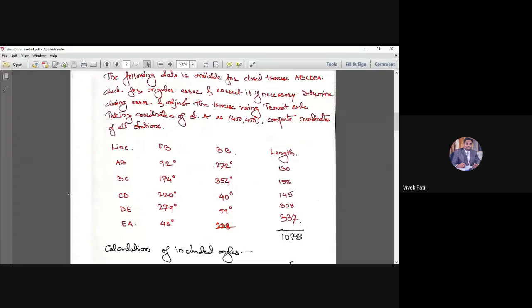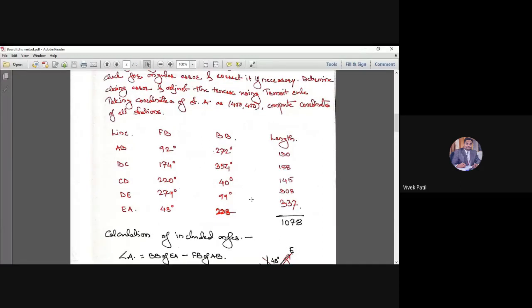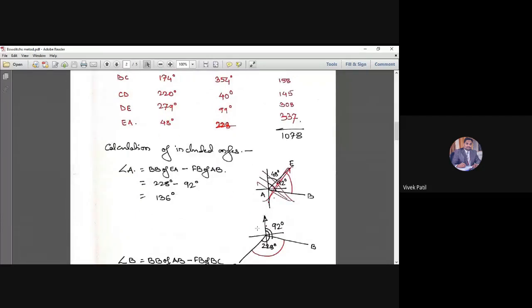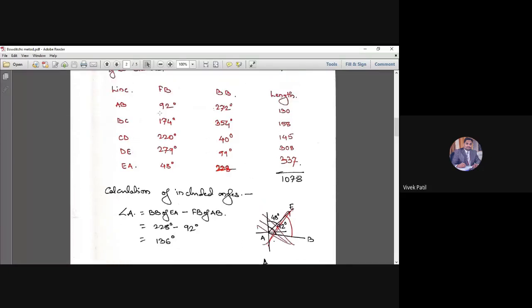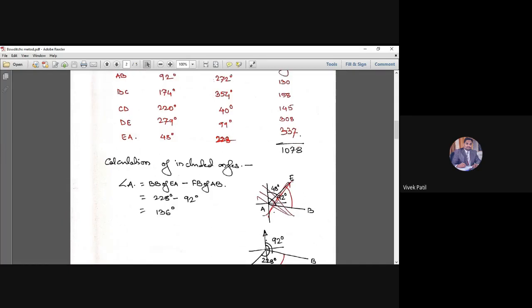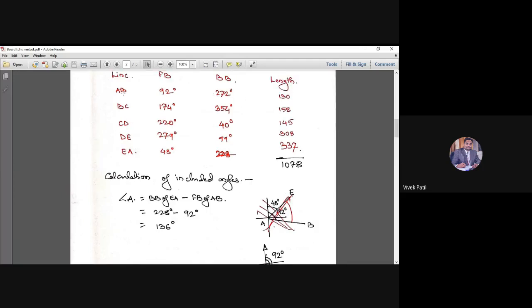So, calculation of included angles. First, angle A. For that, I will be drawing the free body diagram here for the angle A. For angle A, two lines will be drawn, A to B and A to E. The fore bearing of line AB has been drawn as 92 degrees. And AE is nothing but the back bearing of EA, isn't it?